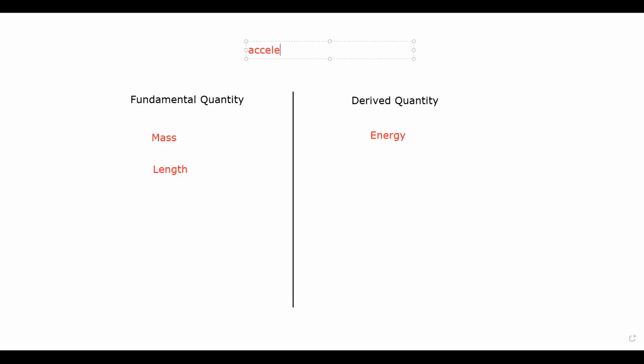Acceleration, derived or fundamental? Acceleration. So derived. Acceleration is a derived quantity because the seven fundamental quantities are length, mass, time, temperature, amount of substance, and light intensity.